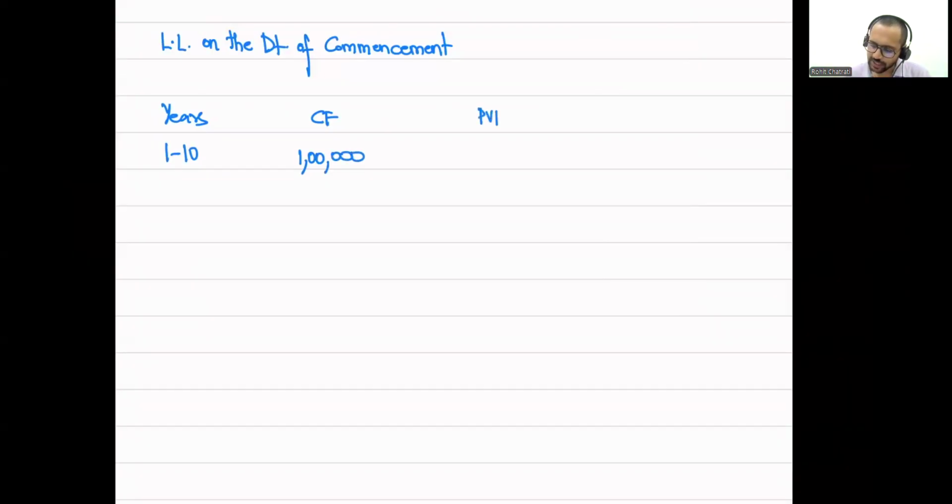The present value factor would be calculated at 6%. And then we have discounted cash flow. So we calculate the present value annuity factor for 6% for a period of 10 years, and that is going to be equal to 7.3601. 7.3601 multiplied by 1 lakh is equal to 7 lakh 36,001 rupees.